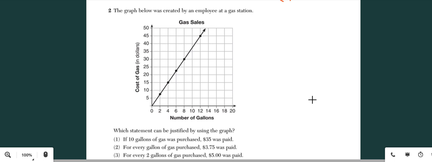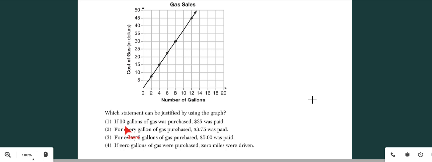I got it. Look at question number 2. What it says: the graph below was created by an employee at a gas station. So this is the graph. Which statement can be justified by using the graph? If 10 gallons of gas was purchased, $35 was paid. So at 10, it is not 35, it is above 35. Next, for every gallon of gas purchased, $3.75 was paid.